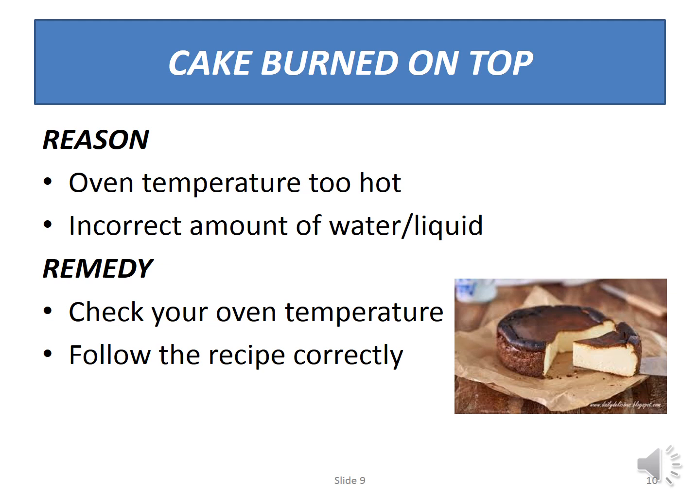Another fault is that cake gets burnt on the top, as shown in this picture. And it's very clear that if the oven temperature is very hot, or you have not placed the cake in the middle rack, you have placed the cake in the rack which is very near to the top heating element, or you have added incorrect amount of water or the liquid which dried up because of the hot temperature and the cake got burnt. To prevent it, always check the oven temperature and put the cake in the middle tray, in the middle part of the oven, and always follow the recipe correctly.